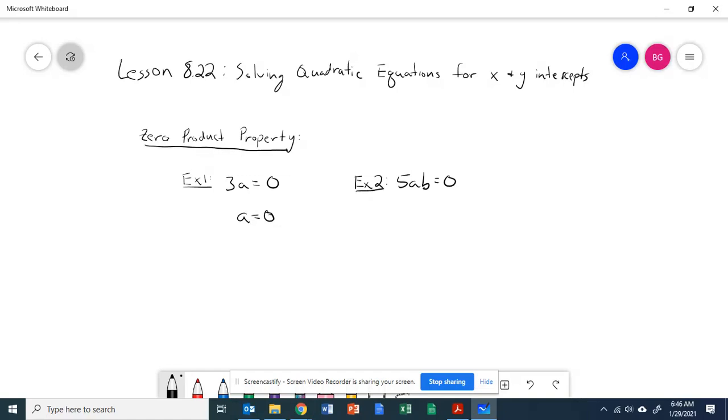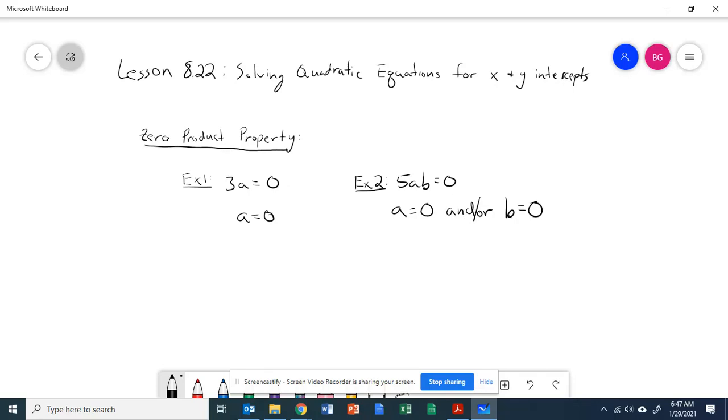Now I want you to look at example number 2. You have 5ab equals 0. What would those variables have to be in order for that to equal 0? Well, one obvious thing is if you just say 5 times a and make a 0, 5 times 0 would be 0, so then anything times b is just 0 still. So a could be 0, but also in this case, if we're multiplying all that stuff, it doesn't matter what b is either. We can make b 0 as well. So we say a can be 0 and/or b could be 0.